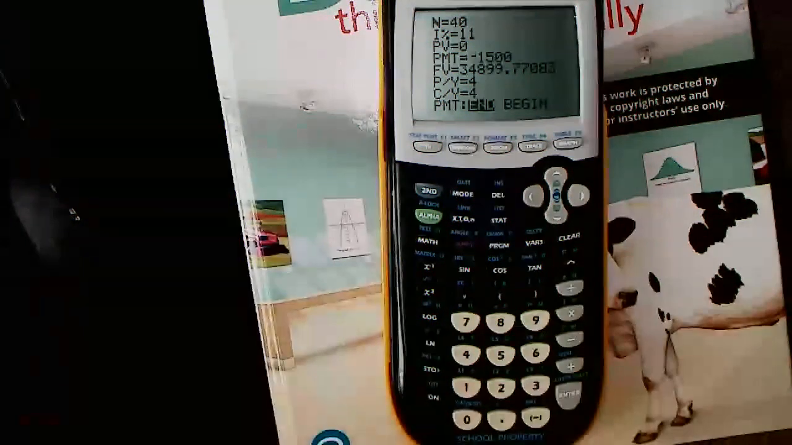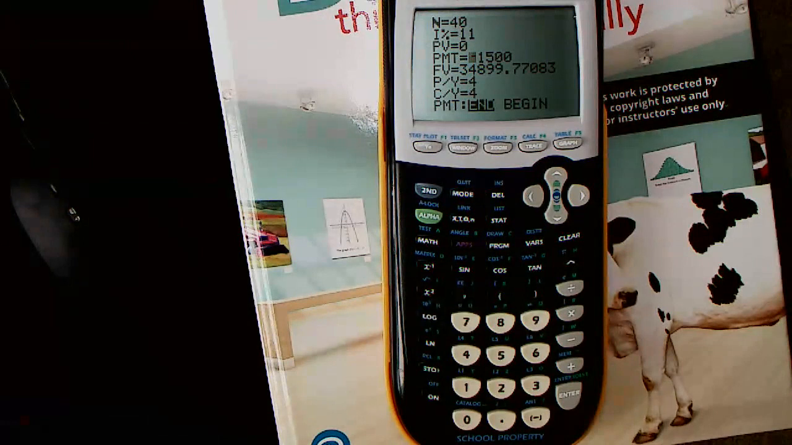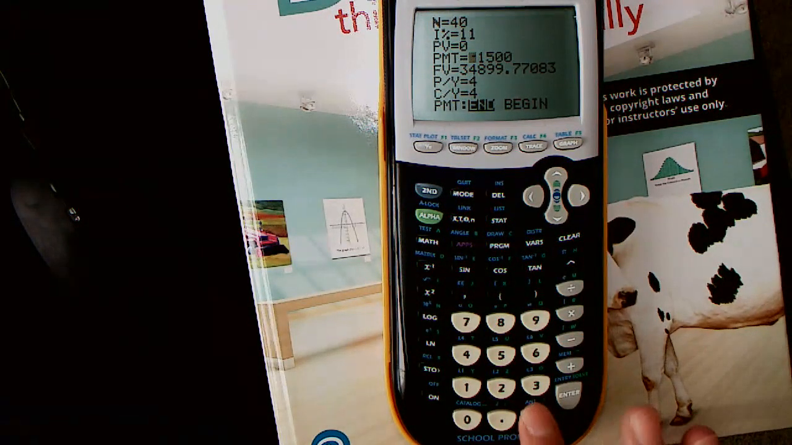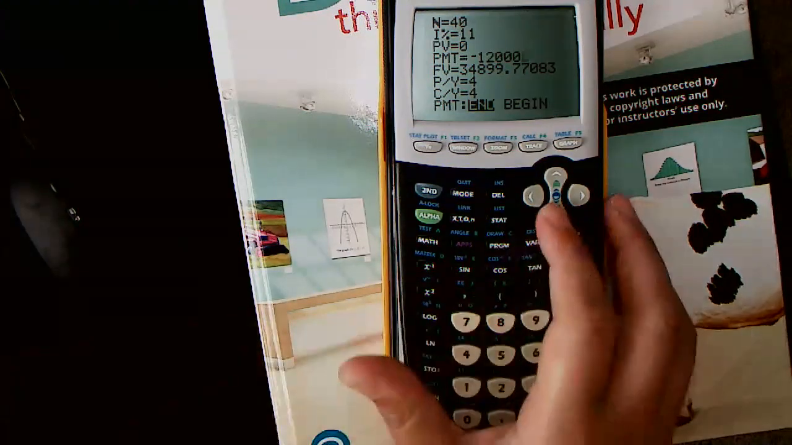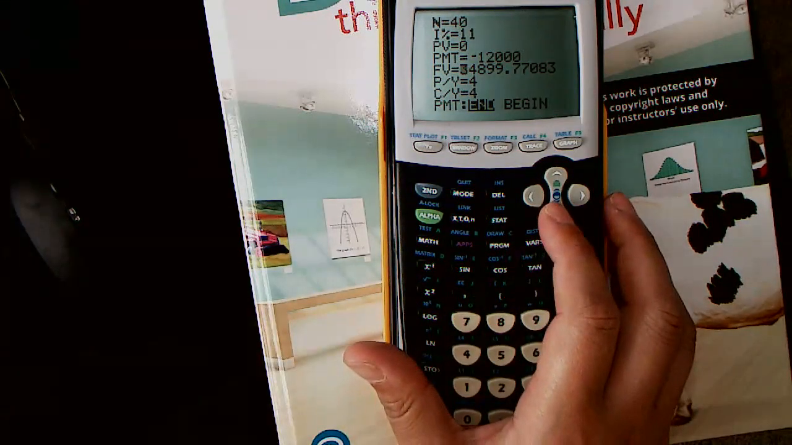Present value of annuity always 0. Payment, quarterly payment, negative 12,000. That's a lot. Negative 12, 1, 2, 3. And the future value we are going to solve for.